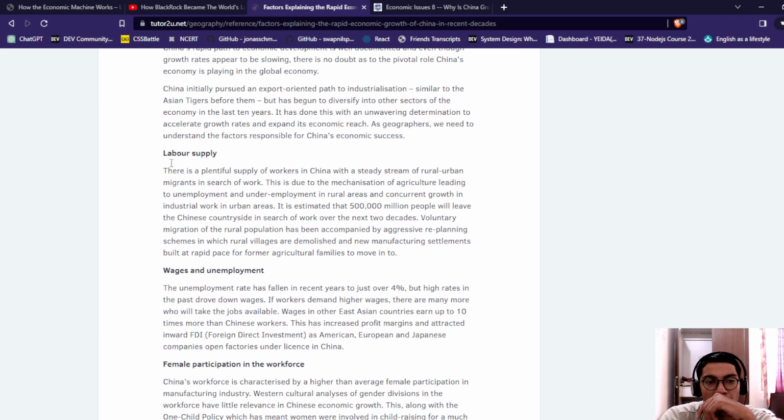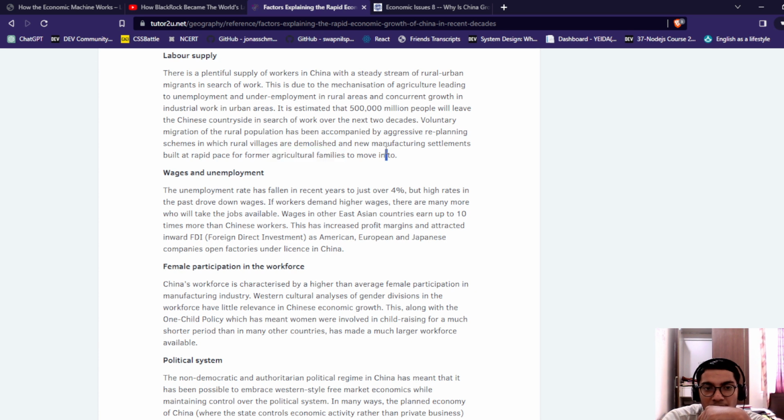Let's see. Labor supply. There is a plentiful supply of workers in China, with a steady stream of rural-urban migrants in search of work. This is due to the mechanization of agriculture, leading to unemployment and underemployment in rural areas, and concurrent growth in industrial work in urban areas. It is estimated that 500 million people will leave the Chinese countryside in search of work over the next 2 decades. Voluntary migration of the rural population has been accompanied by aggressive replanning schemes in which rural villages are demolished and new manufacturing settlements built at a rapid pace for former agricultural families to move into.